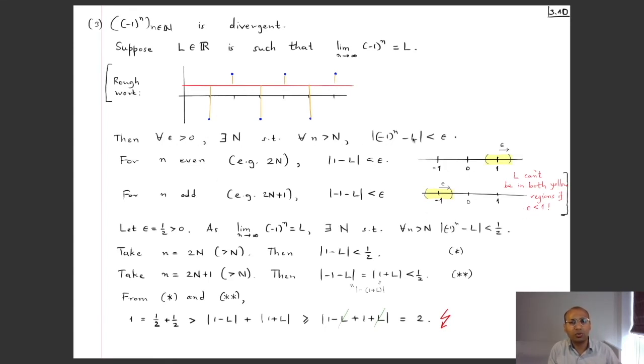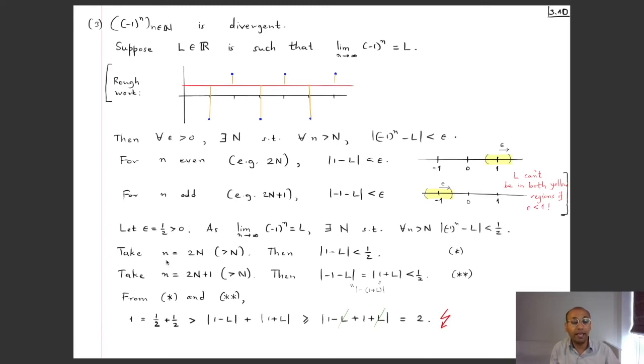This sentence was true for all epsilon positive. So in particular with epsilon equal to half. Half is strictly less than 1, so that's why we take that. So that's a positive number. And since the sequence is assumed to be convergent with limit L, we know that there exists an index capital N such that beyond that index, the distance of the nth term, which is -1 to the power n, to the limit, which is L, is less than this epsilon, which is half.